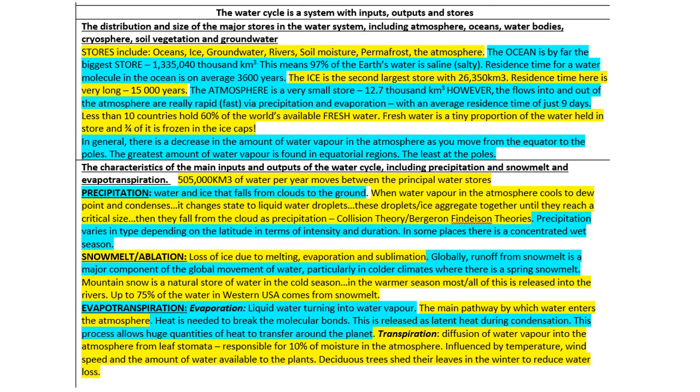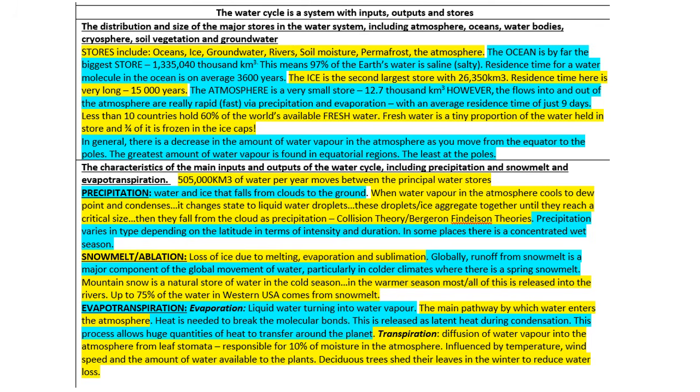Less than 10 countries hold 60% of the world's available fresh water. Fresh water is a tiny proportion of the water that's held in store. 3/4 of it is actually frozen in the ice caps. In general, as you move from the equator to the poles, there's a decrease in the amount of water vapour in the atmosphere. The biggest concentration of water vapour in the atmosphere is near the equator, and the least is at the poles.